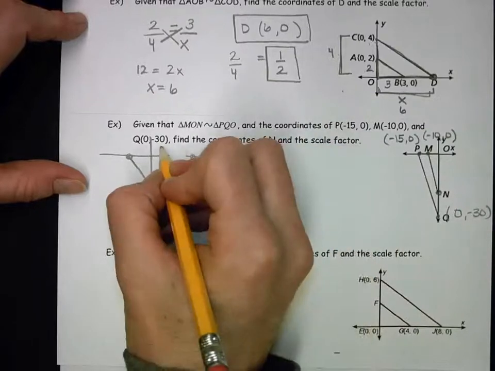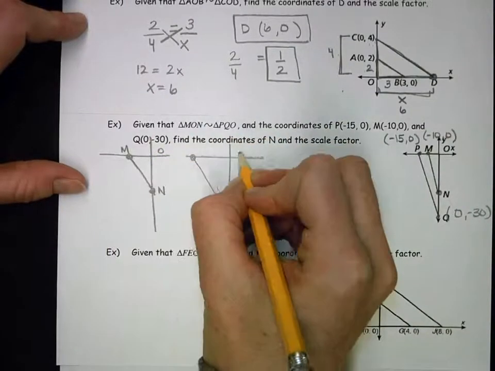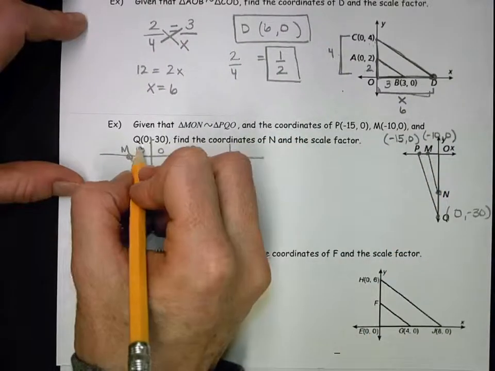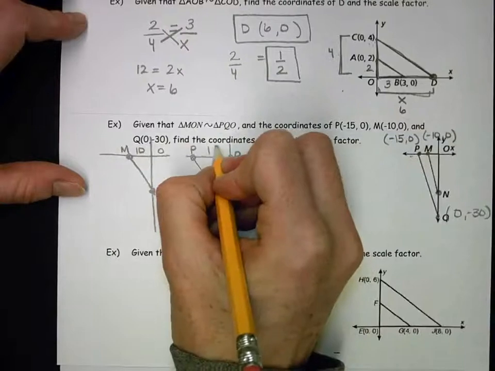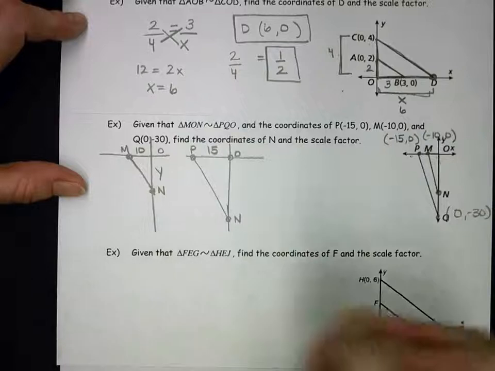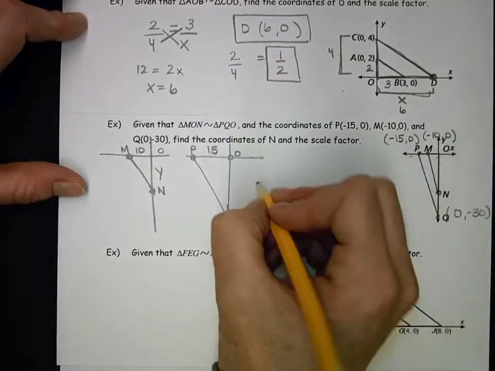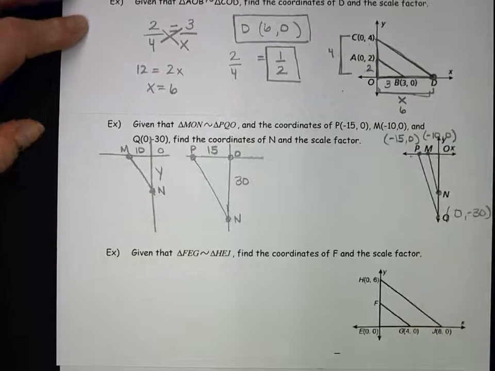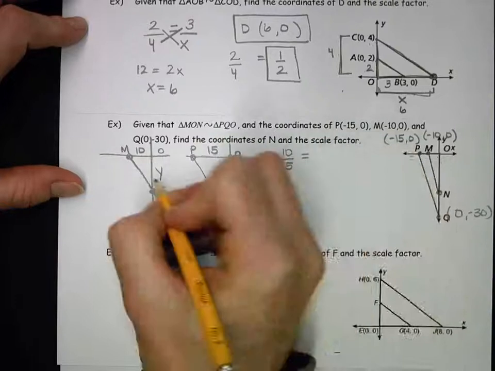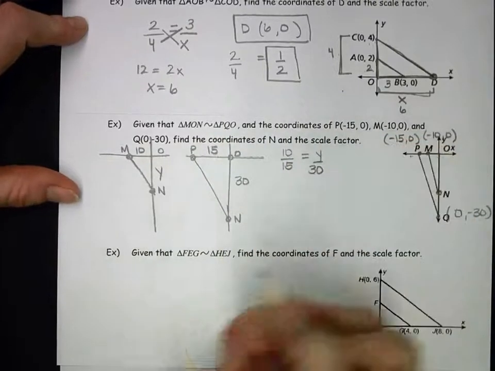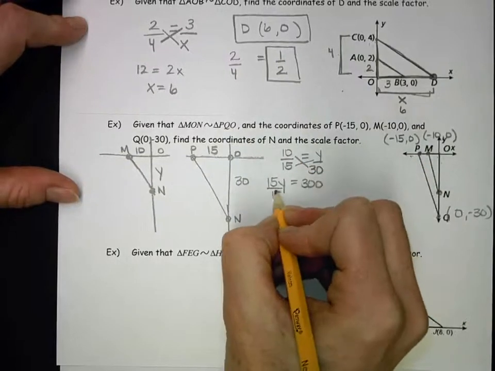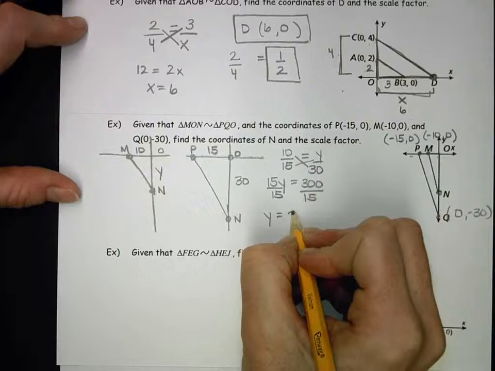If this is O, M, and N, then this will be O, P, and N. From O to M it was 10. From O to P it was 15. From O to N we don't know. I'm going to call that Y because it's along my Y axis this time. And from O to Q it was 30. So we are going to first set up a proportion. 10 over 15 equals Y over 30. If you cross multiply, 15Y equals 300. Divide by 15. Y is going to be 20.